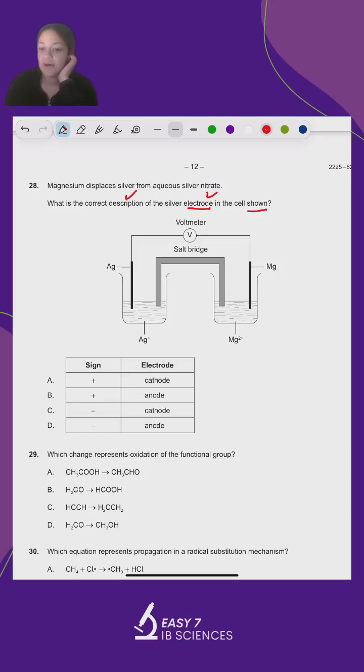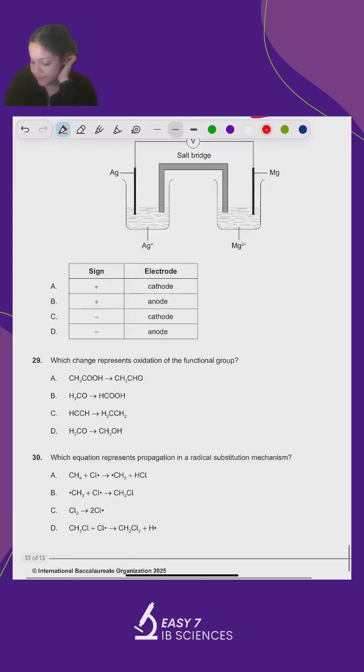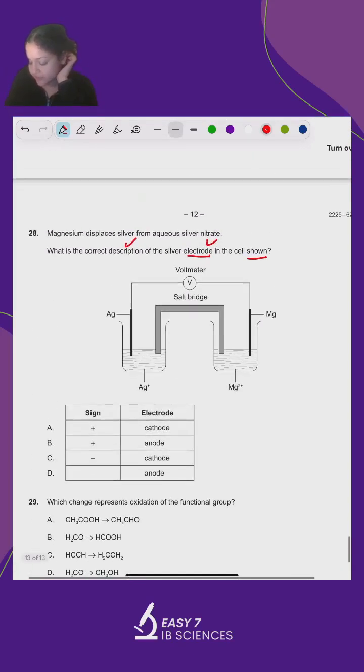Okay. So magnesium displaces silver from the silver nitrate. So what does that mean, guys? It means that the magnesium is basically more reactive than the silver. That's what that means. Because if you can displace another metal, it means you are more reactive. So magnesium is more reactive.